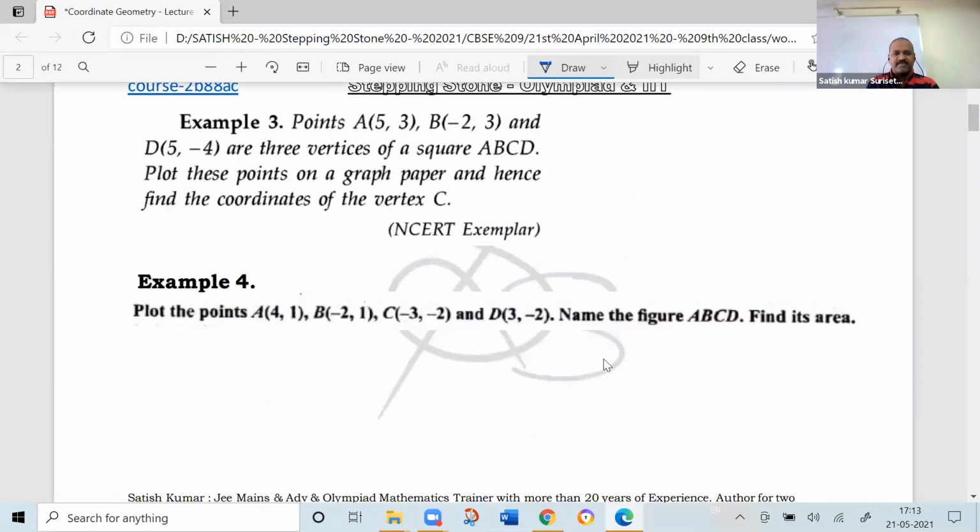Try the next problem. Points A(5, 3), B(-2, 3), and D(5, -4) are the 3 vertices of a square ABCD. Plot these points on a graph paper and hence find the coordinates of the vertex C. Here C is not given. So using the 3 points, identify where the fourth point, the vertex C, should be such that when you join, it forms a square. Then write the coordinates of C.